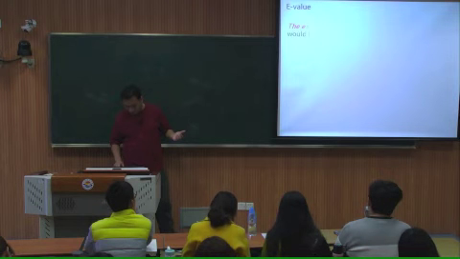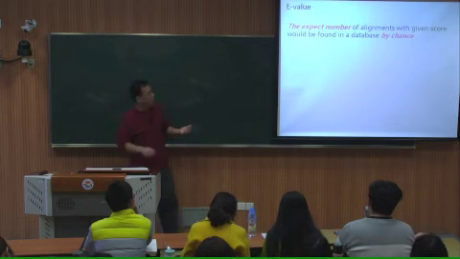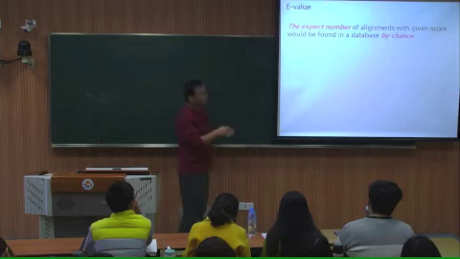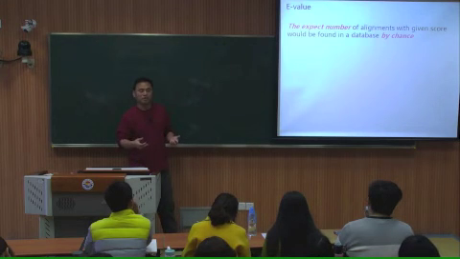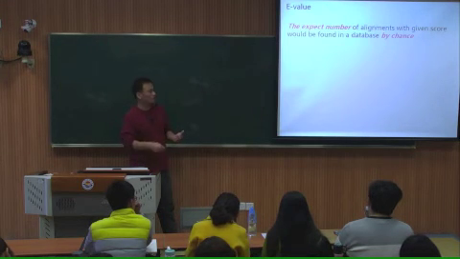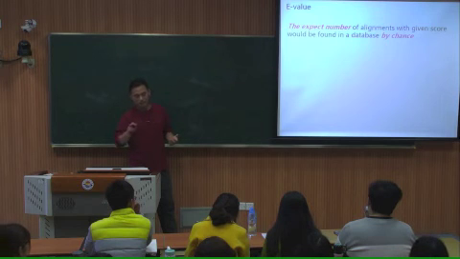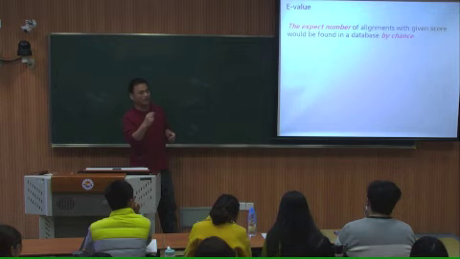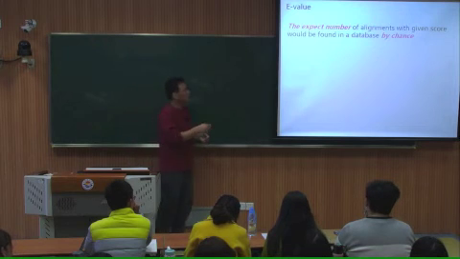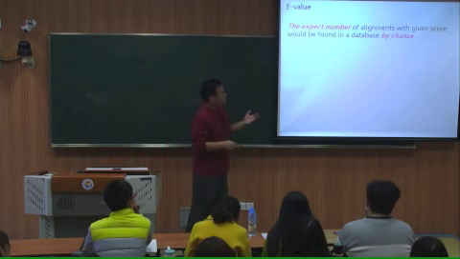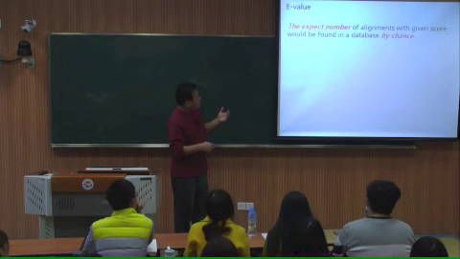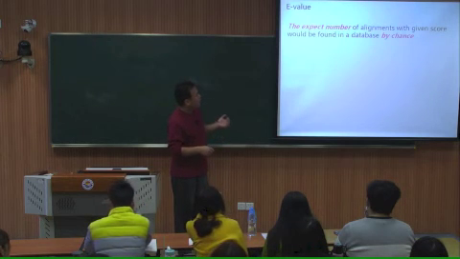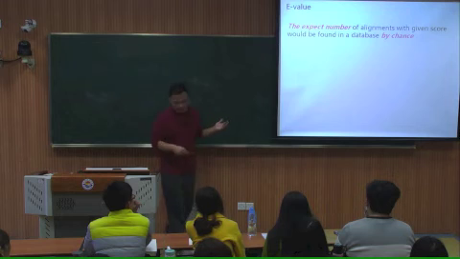And there is an even better parameter, a better result, that is easy for humans to understand. It's the E value. When you do a BLAST search on the NCBI GenBank, you will have a list of hits, sequence alignments. You will also have this E value at the end of the result, if you notice that. The E value is the expected number of alignments with a given score that would be found in a database by chance.